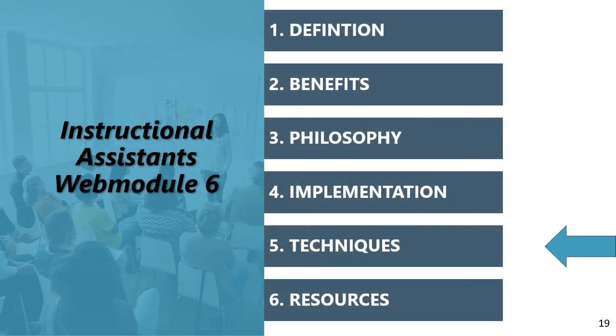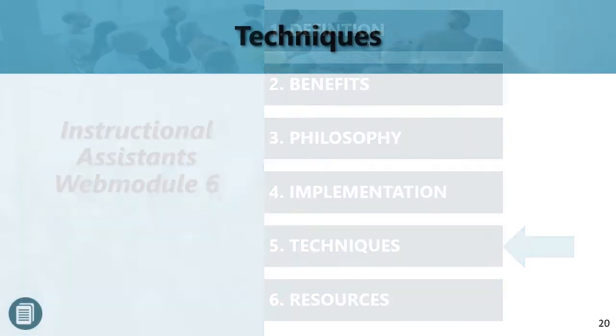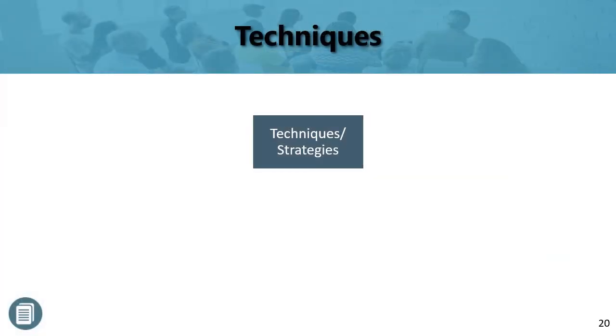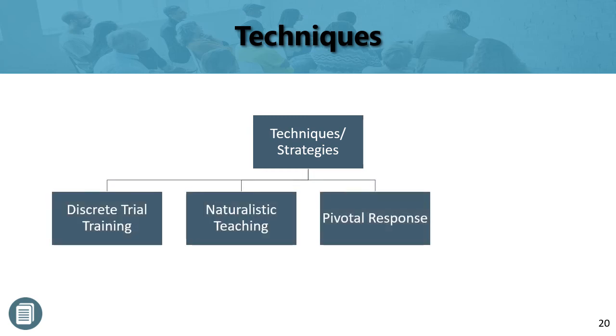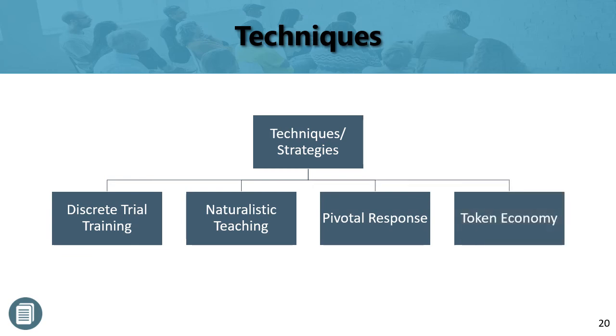Next, we will review the techniques behind applied behavioral analysis. The most common ABA techniques used in schools are discrete trial, naturalistic training, pivotal response, and token economy.